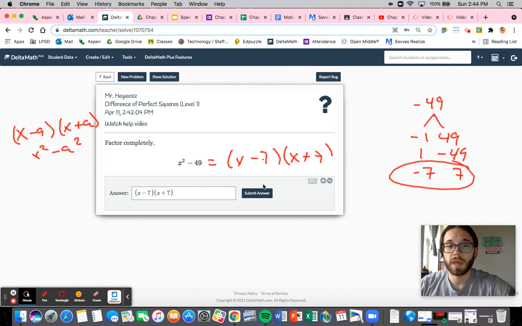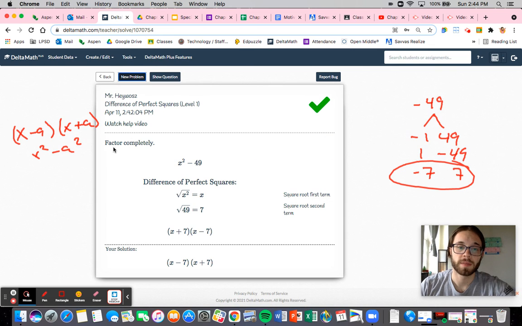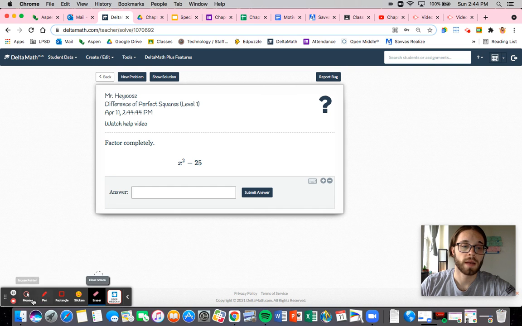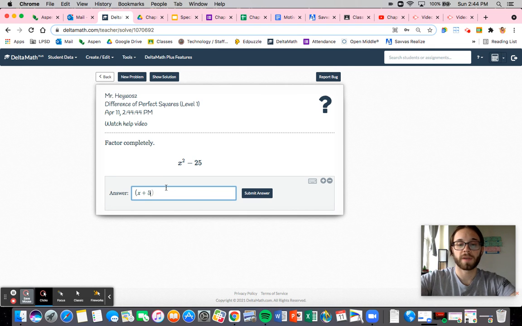So as you can tell here, if you end up with a difference of perfect squares, you can just write your answer as x plus 7, x minus 7. Now, if there's something like this, I don't need to do a whole lot once again. I can just look at it, go, okay, this is the difference of perfect squares, x plus 5, x minus 5.